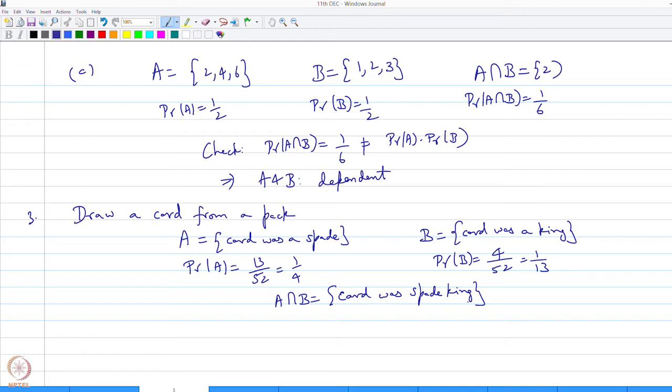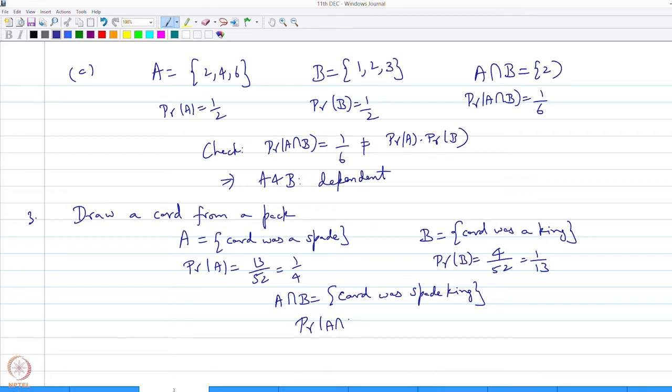We see that the event A can be written down, card was a spade, there are 13 possibilities here. Event B can be written down, card was a king, there are 4 possibilities here. Probability of A is 13 by 52, 1 by 4. Probability of B is 4 by 52, 1 by 13. Now, A intersect B is not a null set, so that is promising. The card was the king of spades, and they could be independent, but we have to verify whether the probabilities work out correctly or not.